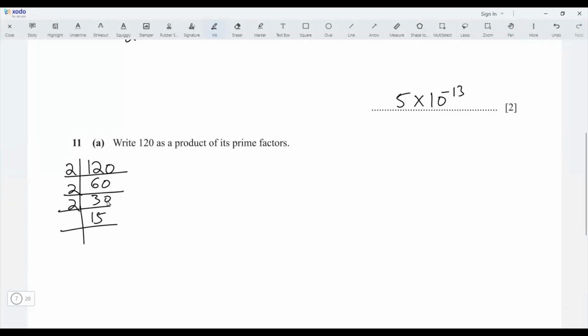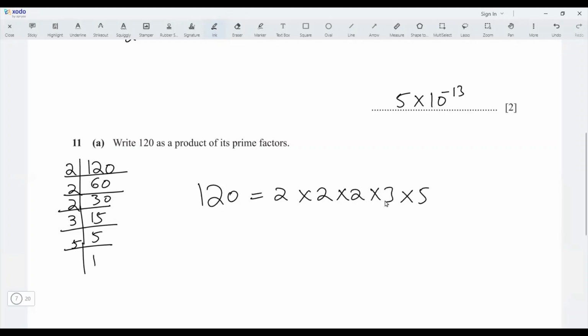Means 2, 15 times 30. Now it is coming into the table of prime numbers, that is 3 5 times, and then 5 1 times. So 120 is basically 2 times 2 times 2 times 3 times 5. If you have written down this, you will get full marks.